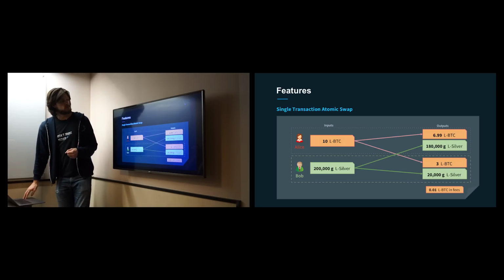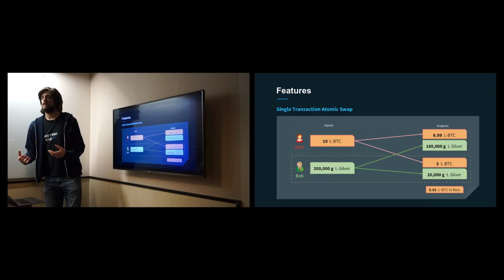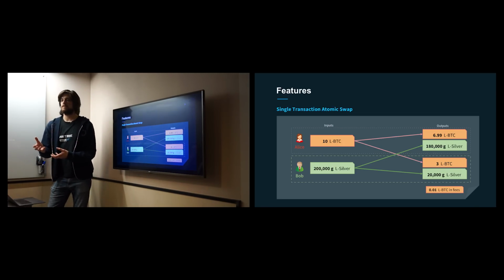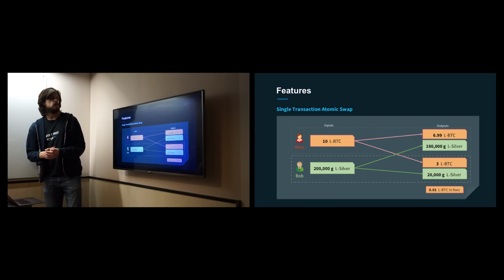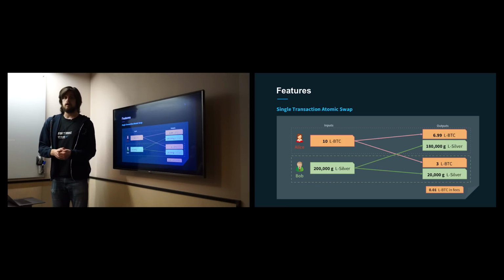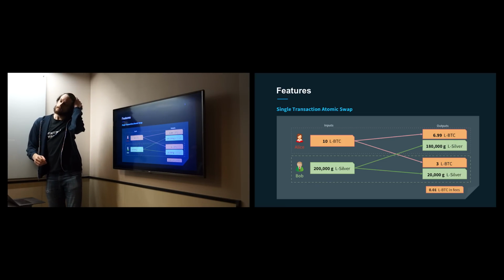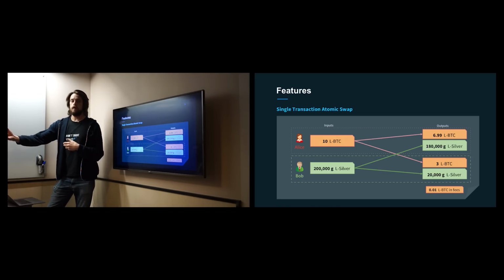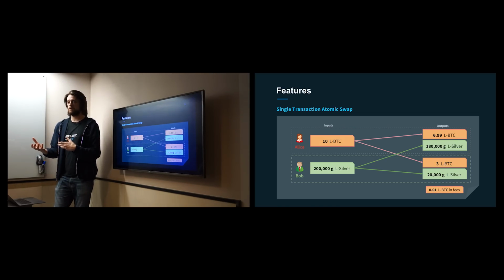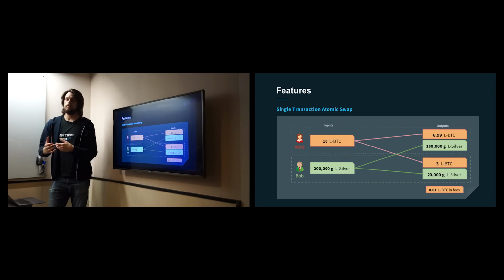Right, and one thing you may have noticed is that if you can have different assets in the same transaction, this effectively gives you single transaction atomic swaps. Atomic swaps are a method where you can trade two currencies with each other in a way that guarantees neither party can cheat and doesn't require third-party escrow.